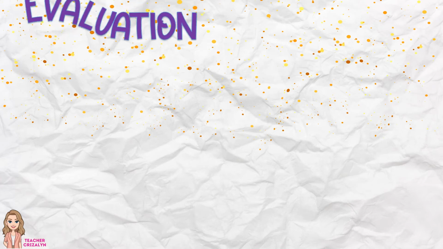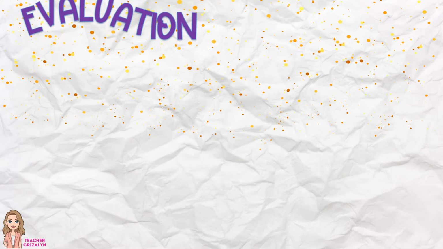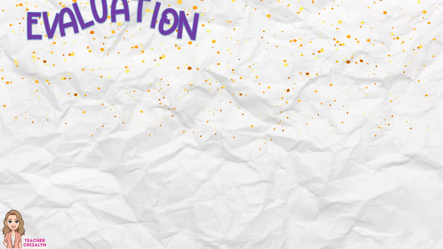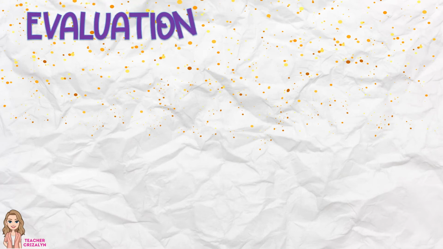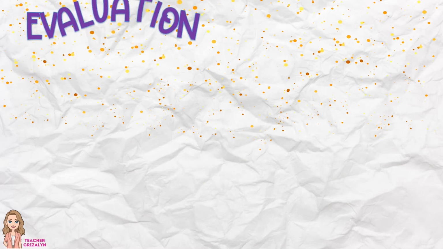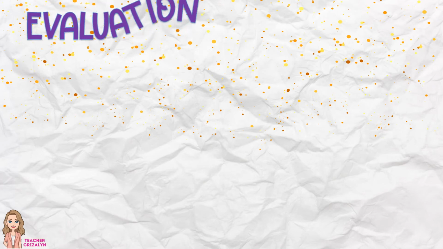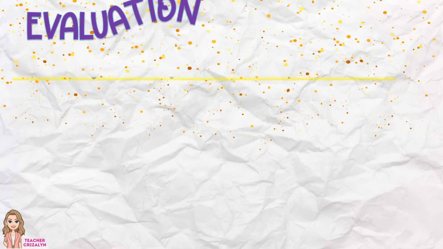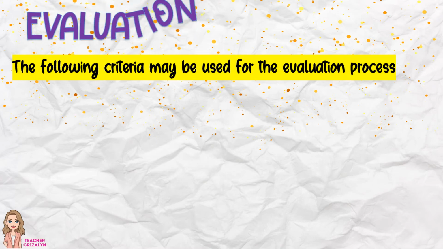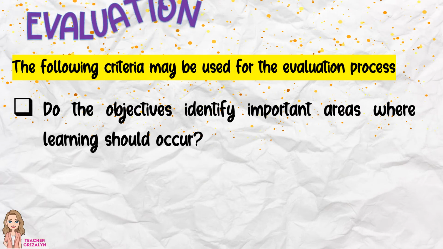Effective instructional design also requires that an evaluation be conducted throughout the development and presentation stages. Evaluation provides feedback concerning the quality of instruction and reveals whether or not students have learned what a teacher initially set out to teach. The following criteria may be used for the evaluation process.